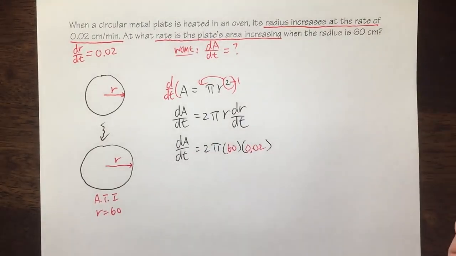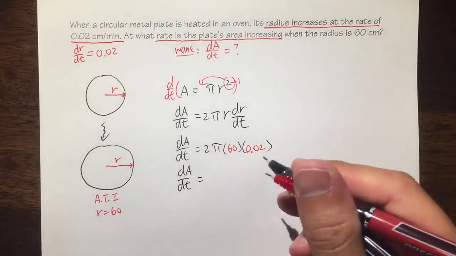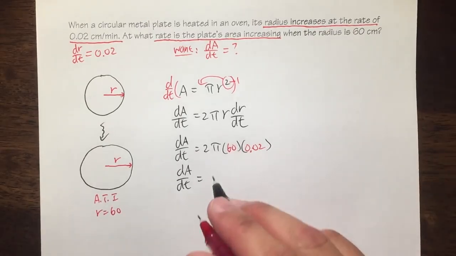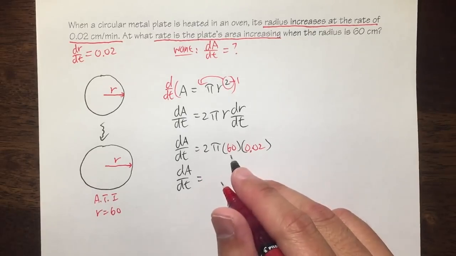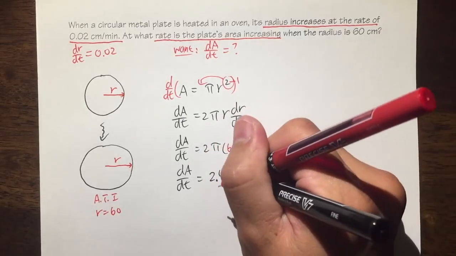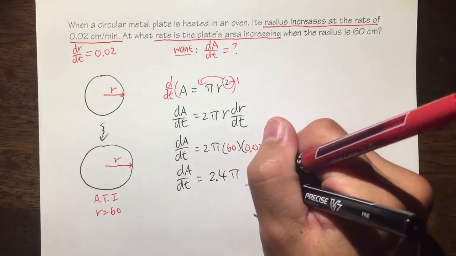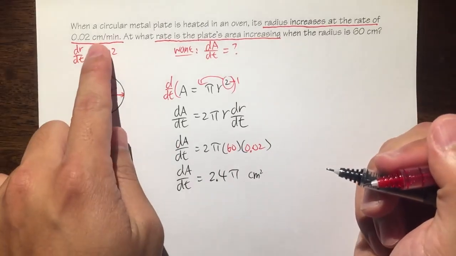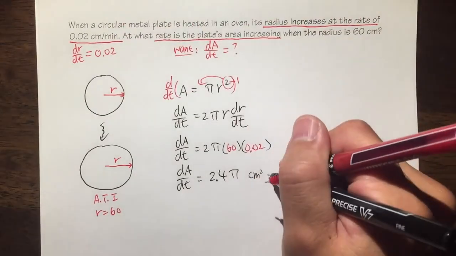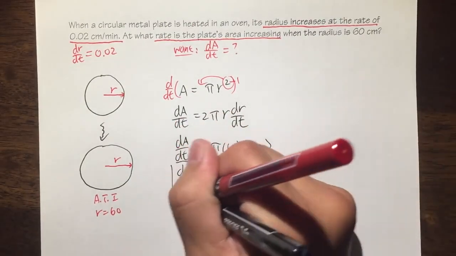And that's pretty much it. All we have to do next is just multiply things out. Usually we multiply out the regular numbers and leave the pi as it is. I can just multiply 2 and 60, that's 120, and then times 0.02, we get 2.4. And of course, attach the pi. Lastly, for dA/dt, the unit is cm squared because we are measuring in centimeters, so the area has cm squared for the unit. And the time unit is minutes, so we put down per minute. And with this, that's it.